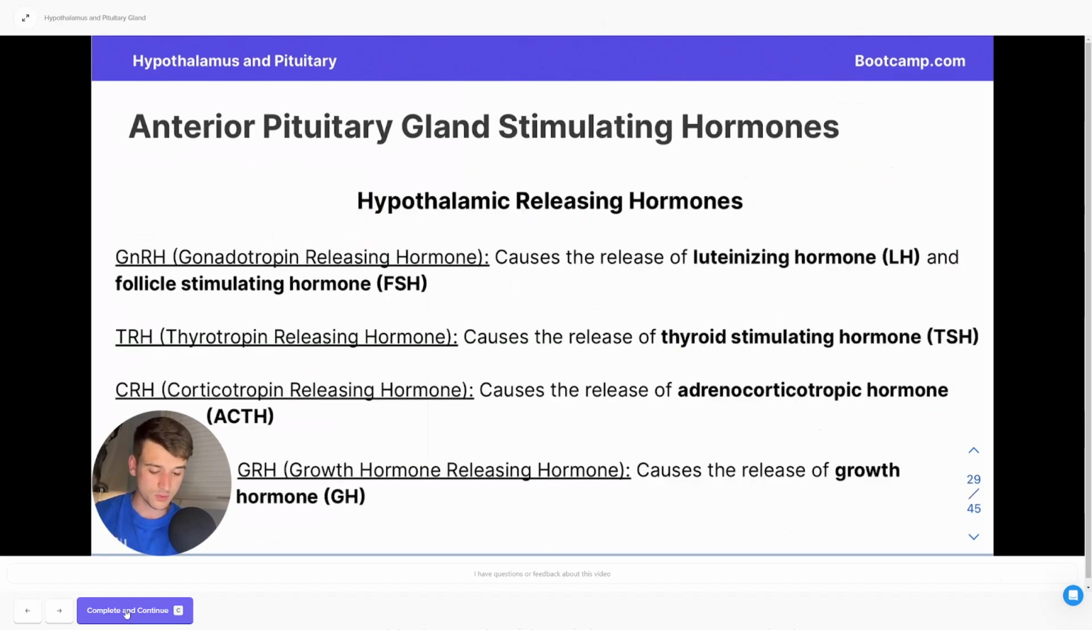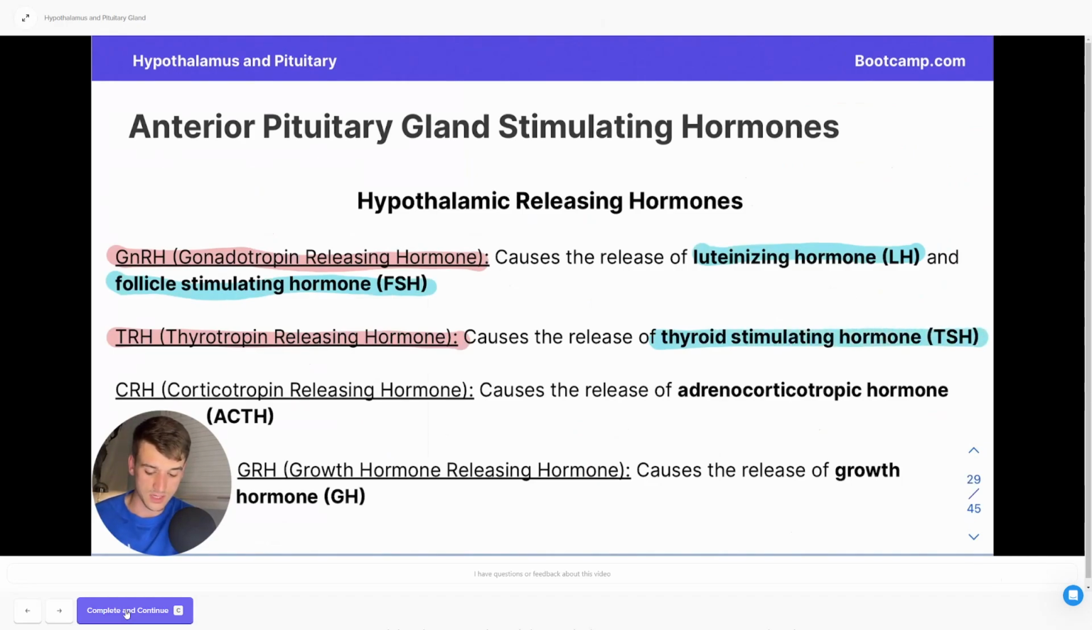And so, without further ado, I present to you the stimulating hormones that are produced by the hypothalamus, pass through those portal veins, and target the anterior pituitary gland. The first goes by the shorthand GnRH. The long form is gonadotropin releasing hormone. And once it reaches the anterior pituitary and stimulates it, it will cause the release of two hormones, luteinizing hormone, LH, and follicle-stimulating hormone, known as FSH. The next is TRH, or thyrotropin-releasing hormone. When it interacts with the anterior pituitary, it causes the release of thyroid-stimulating hormone, or TSH.